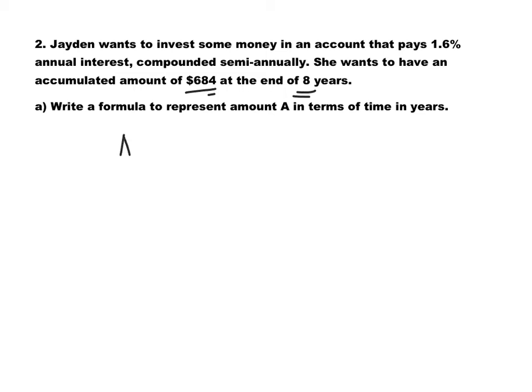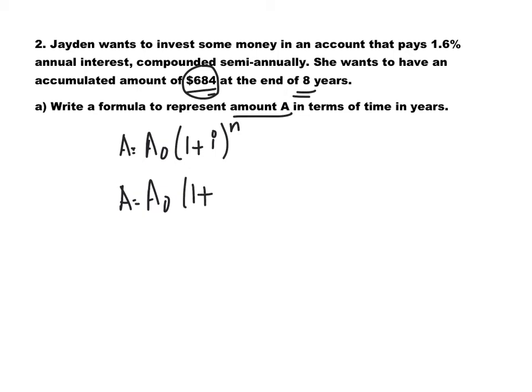We know that in general, A is equal to A0 times 1 plus i to the exponent n, where A is the amount, the future value, A sub 0 is the initial amount, i is the interest rate, compounded, and n is the number of compounding periods. Now, to write the information in this equation, because we have to write the formula to represent A, I have to write A is equal to A sub 0. We don't know what the initial amount is. This is the future value. Times 1 plus the interest rate, which is 1.6%. In decimal it is 0.016. Now, because the compounding is semi-annual, we always divide it by 2.